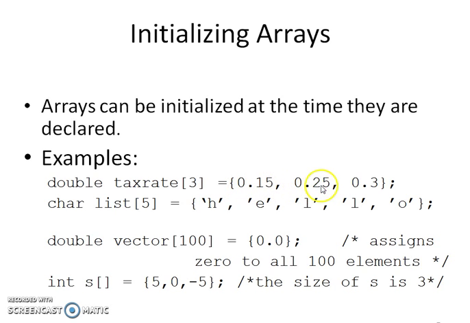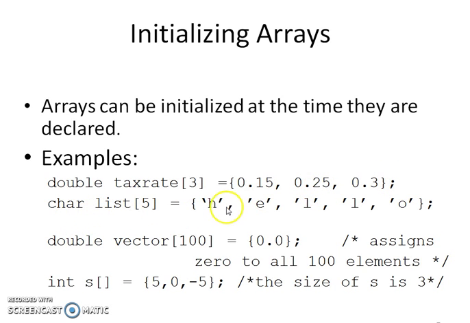0.15, 0.25, 0.3. So how can I store this? I am trying to define another data type, that is double. Tax rate is an array variable which takes all these three values, 0.15, 0.25, 0.3.